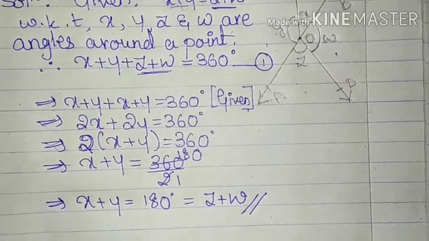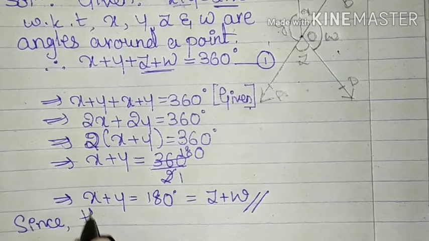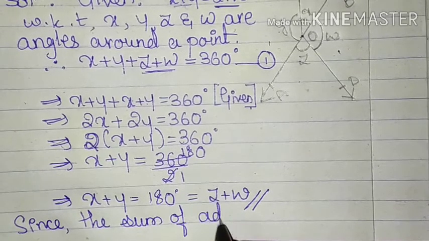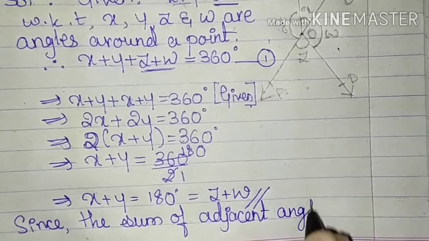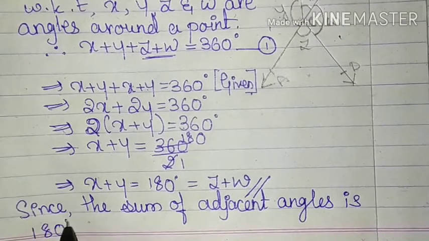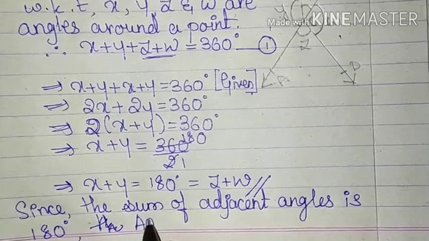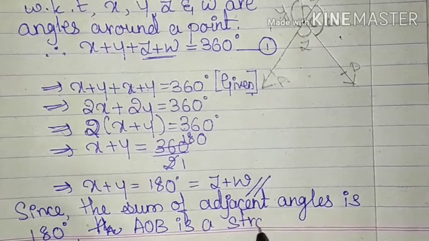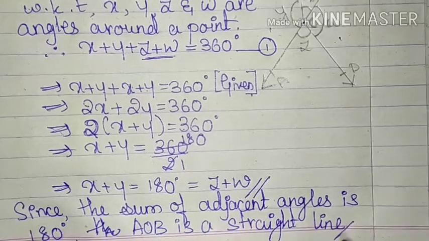This is our required result, since the sum of adjacent angles is 180 degrees, AOB is a straight line. This is our solution.